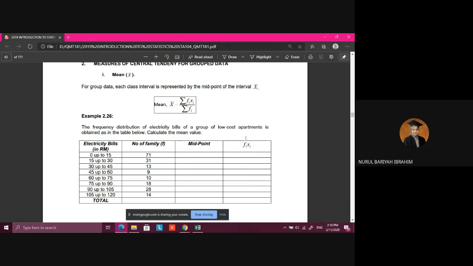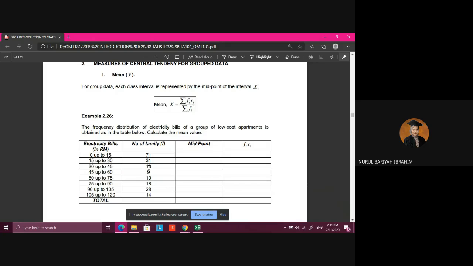Okay, you need to find this column first. F darab dengan x for each of these rows, and then baru you total up, baru you akan dapat summation of fx. Bukannya you sumkan f, sumkan x and then you tambah. Salah. You kena darab dulu, f darab dengan x, baru you total. Okay, divide dengan summation of f, which is the total of the frequency.